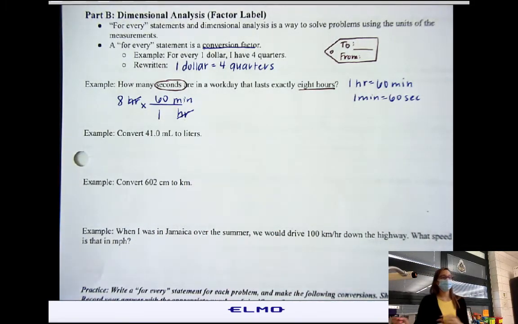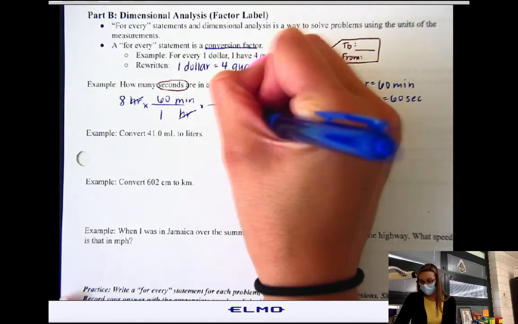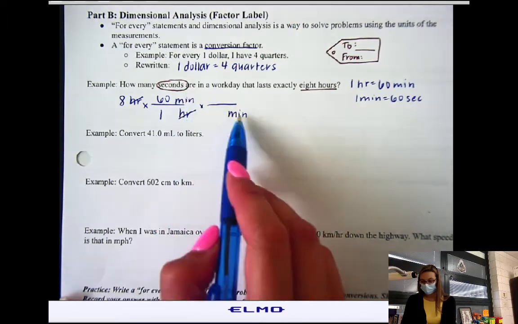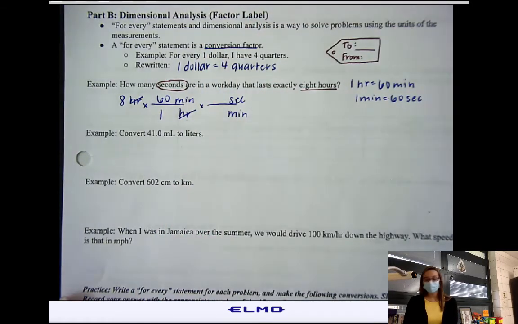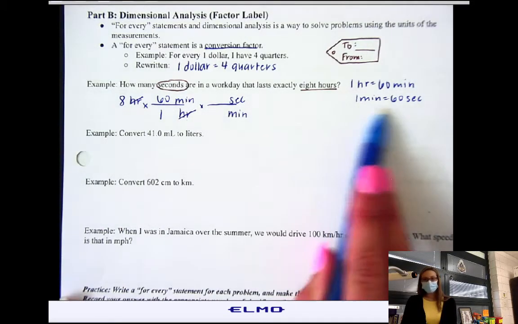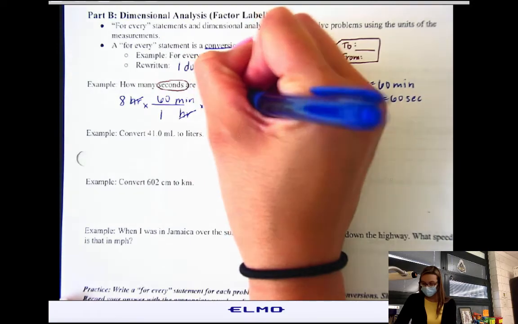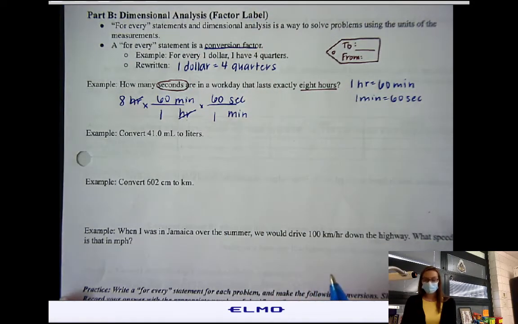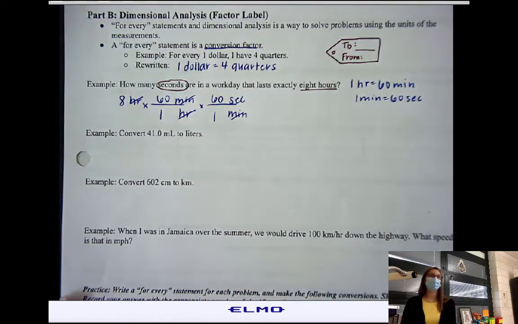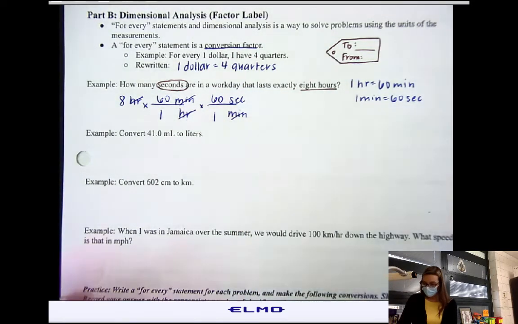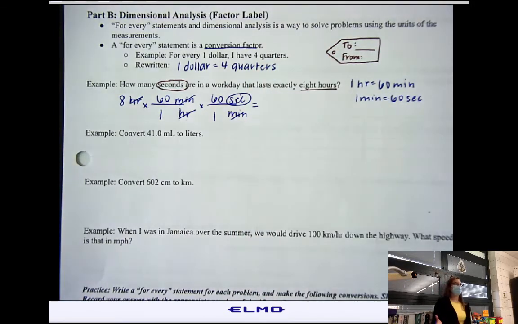But I don't want minutes, I need to go to seconds. So I can do the same thing. I want to go from minutes so that it cancels to seconds. Here's the other conversion factor. For every 1 minute, there are 60 seconds. Again, minutes on the top, minutes on the bottom cancel out. Now the only unit I'm left with is seconds, which is what the question wanted.